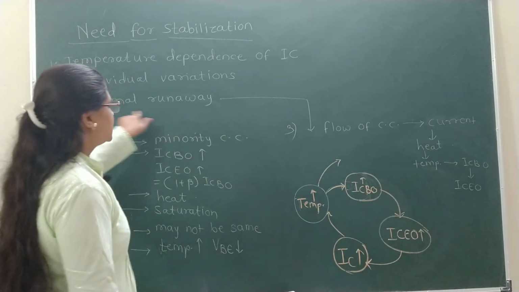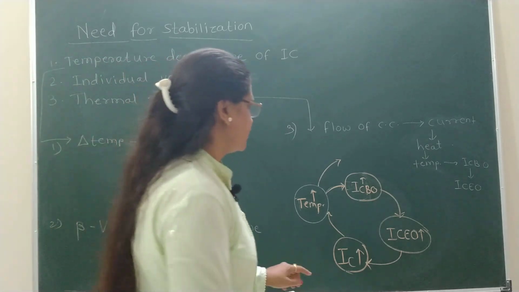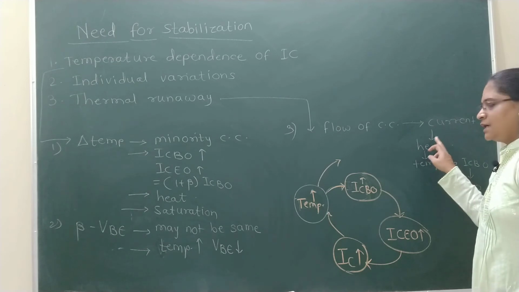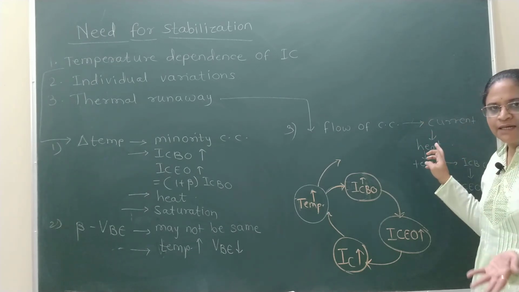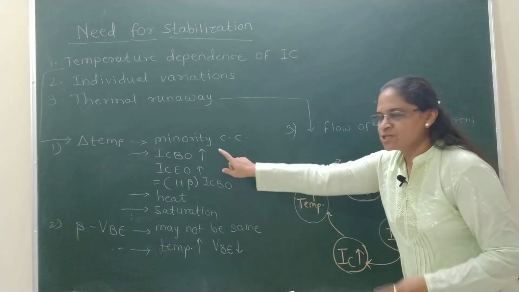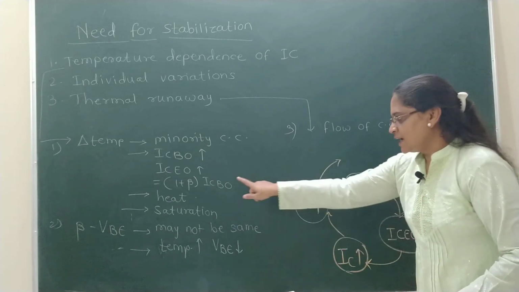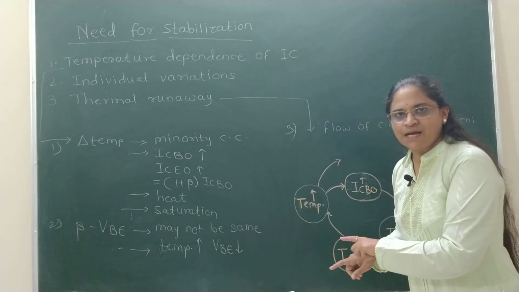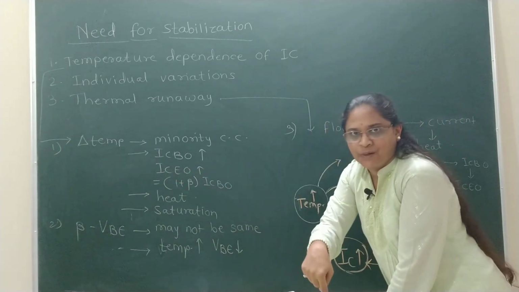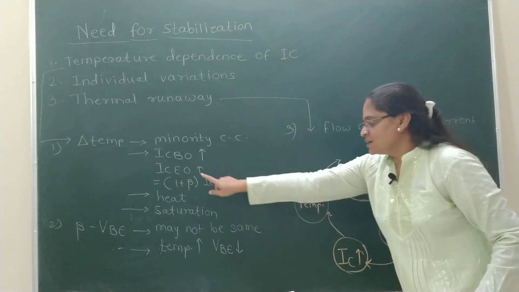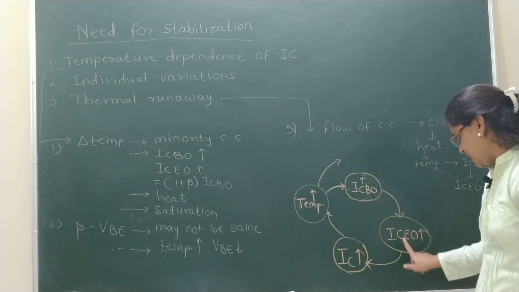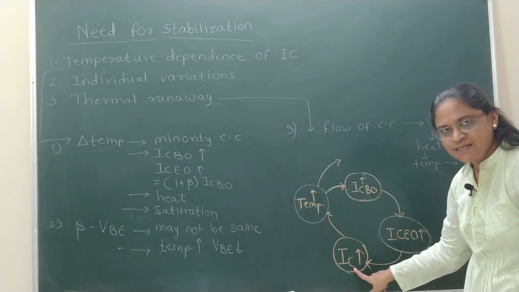Third one is thermal runaway. So what is thermal runaway? As the flow of charge carriers, which is nothing but current, increases, heat will increase, and that will increase the temperature. Again, depending on temperature, ICBO will increase and ICEO will increase, as ICEO is nothing but 1 plus beta times ICBO. What is ICEO? It is the current between collector and emitter when base is open. So as temperature increases, ICBO increases, so does ICEO, and finally IC increases.